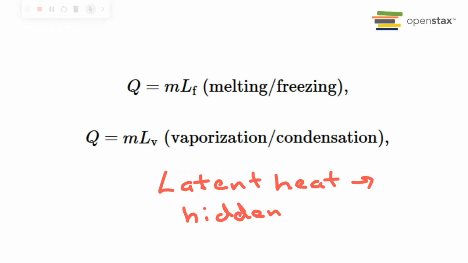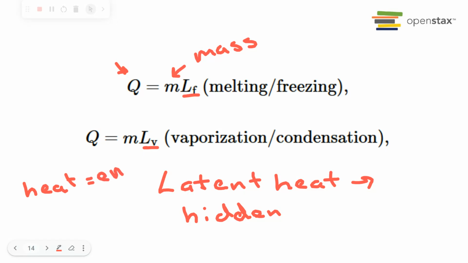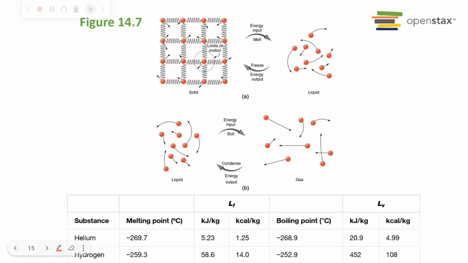So there's a table of these values. And so Q is just heat, and then M is just the mass. And then L is what we call specific heat. And heat is really a measurement of energy, as we talked about in the last slide.